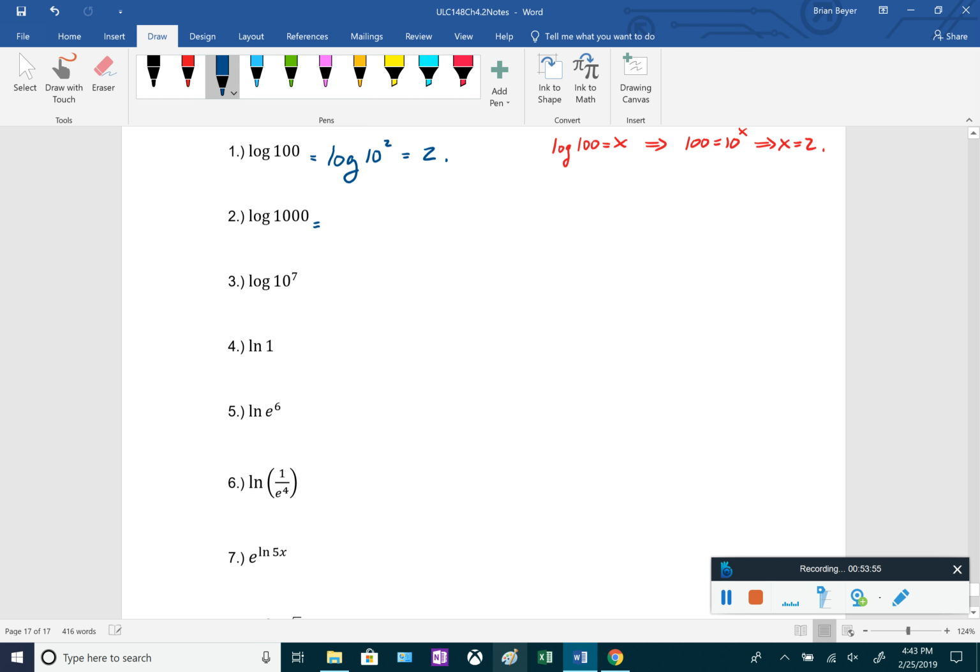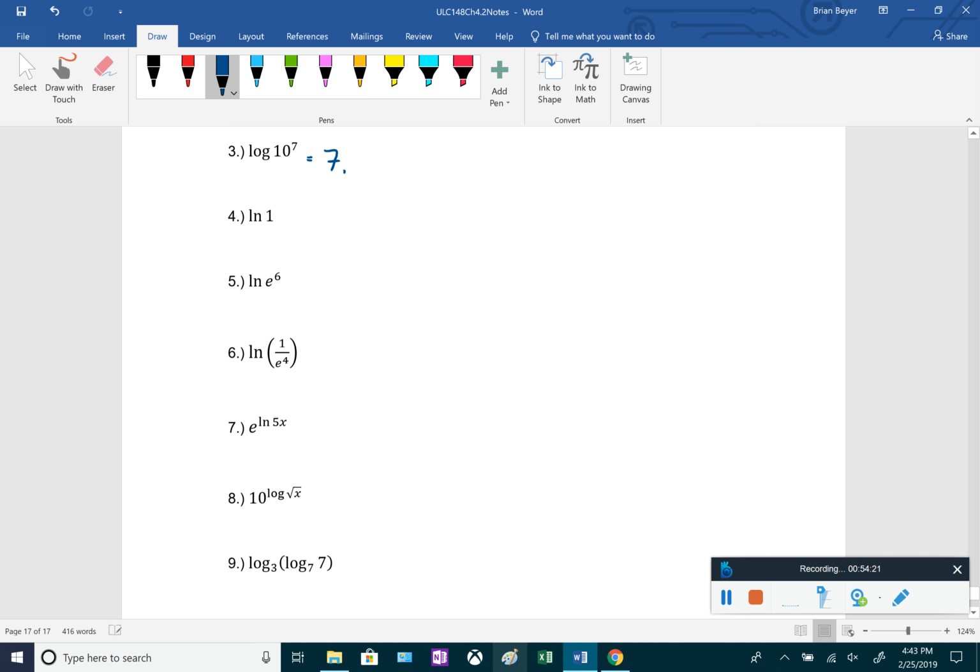Next one, log of 1000. Once again, this is base 10 because it's not written. So we could write this as log of 10 cubed. Inverse property, once again, base 10s cancel, we're left with 3. Or you could do it the way that I just wrote it out over on the right. Next one, log of 10 to the 7th. The base 10s cancel, so this is actually just 7. So all 3 of those first ones were kind of similar.